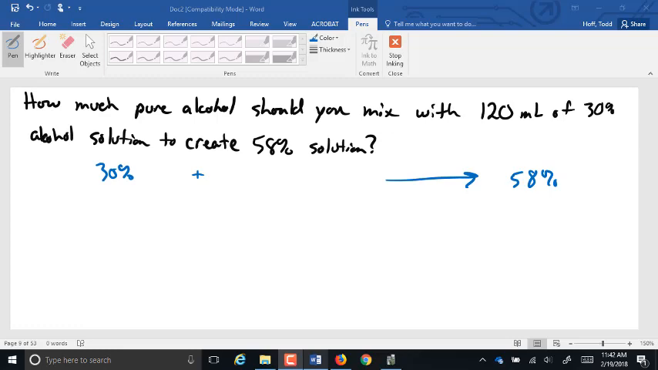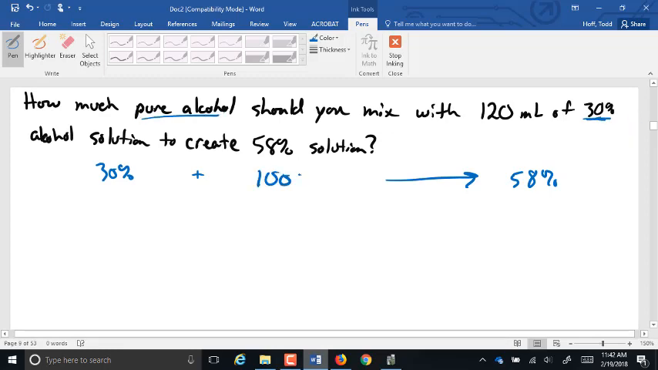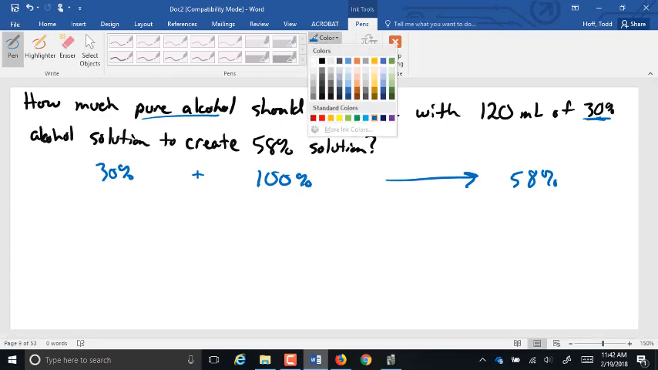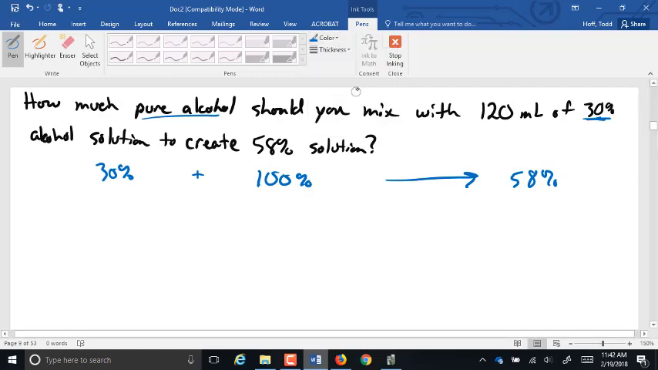Okay, so for this problem, we're looking at how much pure alcohol should you mix with 120 milliliters of a 30% alcohol solution to create a 58% solution. So the first step is to look at what we're mixing. Obviously, we have a 30% solution, but we're mixing with it pure alcohol, which of course is a 100% solution, or pure. And we're going to create that 58% solution. So we need to look at our volumes or our amounts. The only amount we're given is the 120 milliliters of that 30% solution.